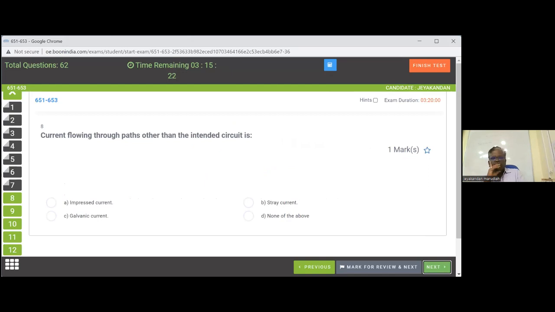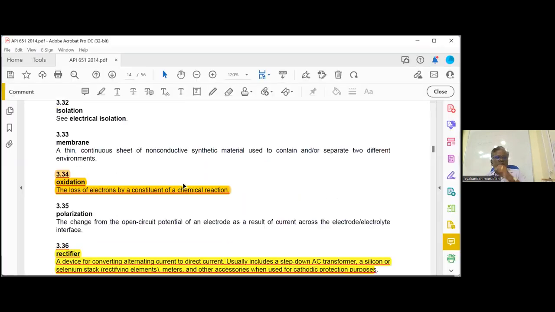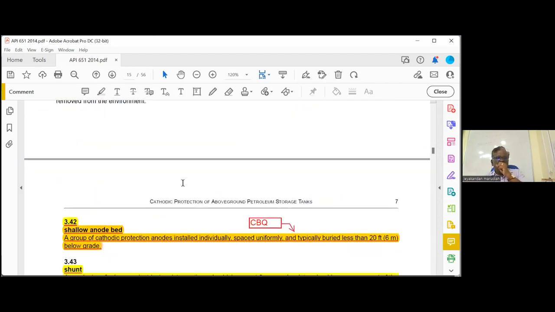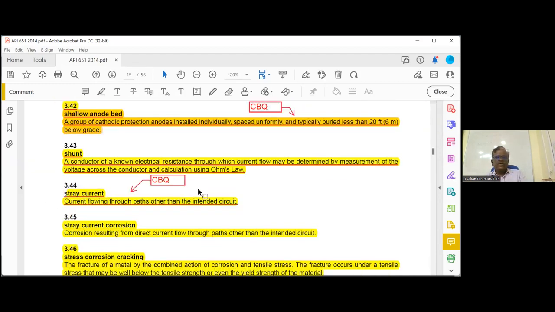Current flowing through paths other than the intended circuit. Stray current. That is the definition of stray current. So page number 3.44, stray current. Stray current and interference currents are both the same.